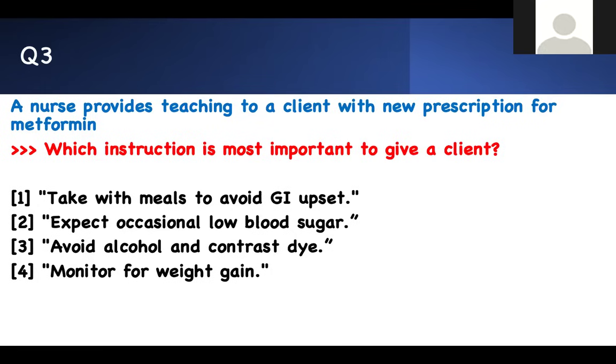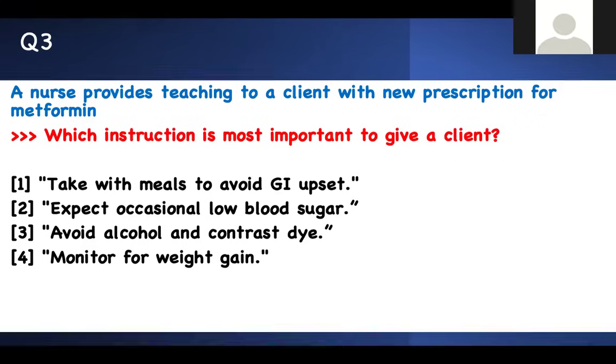2 and 4 is a concept answer choice. Take with meal to avoid GI upset. Yes, it causes GI upset, but which one is the most important? Prioritization 101. Contrast diet and alcohol will make you have what? Lactic acidosis. That is the problem. You see how this question is testing your content level in terms of how to analyze prioritization. So number 3 is the right answer.